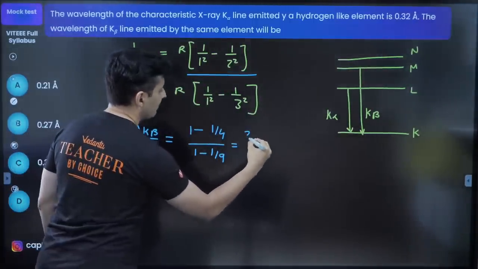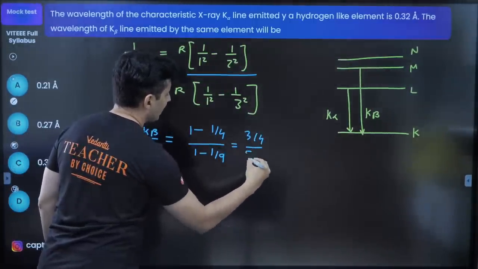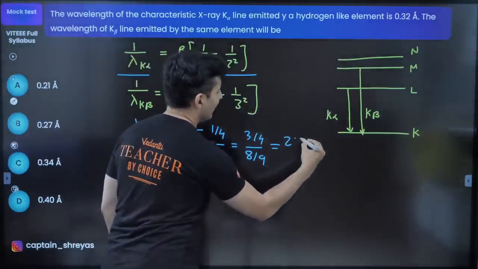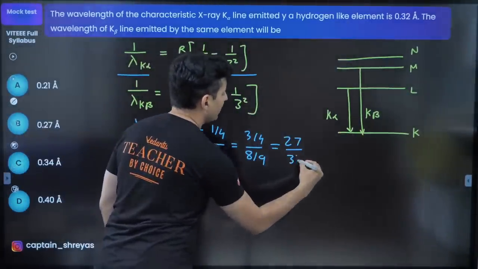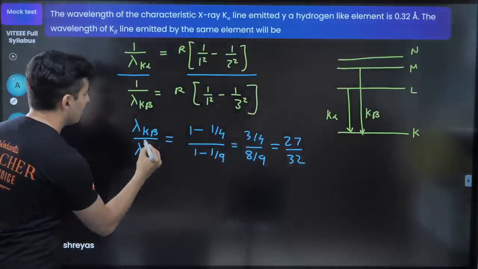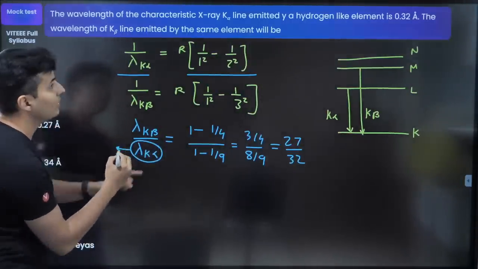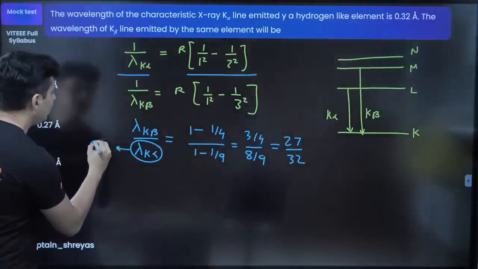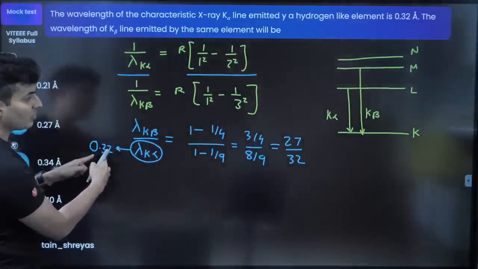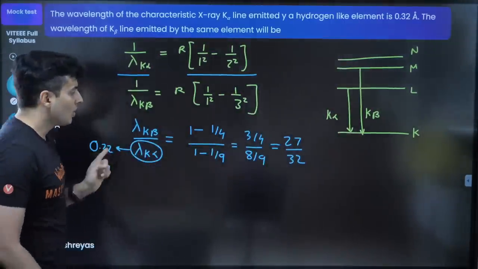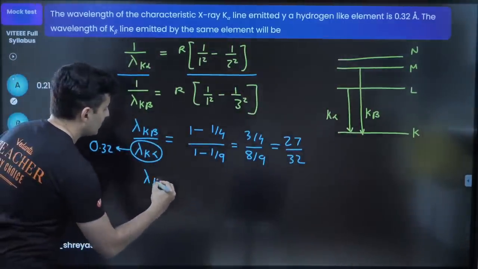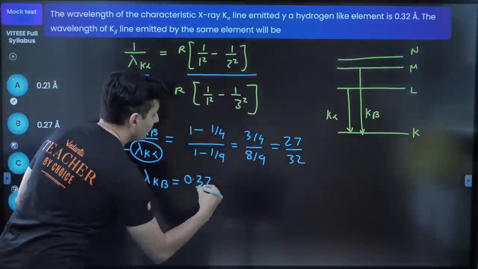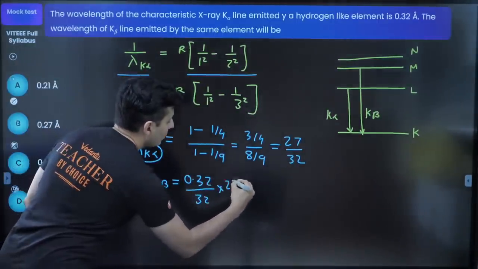This is nothing but 3 by 4. This is nothing but 8 by 9. So this is nothing but 9 threes are 27, 8 fours are 32. Now this value was given to be how much? Lambda of K alpha is given to be 0.32. Interesting, this is 0.32, this is 32. Obviously it will cancel. We'll just take it on the other side. So this will be nothing but 0.32 by 32 into 27.